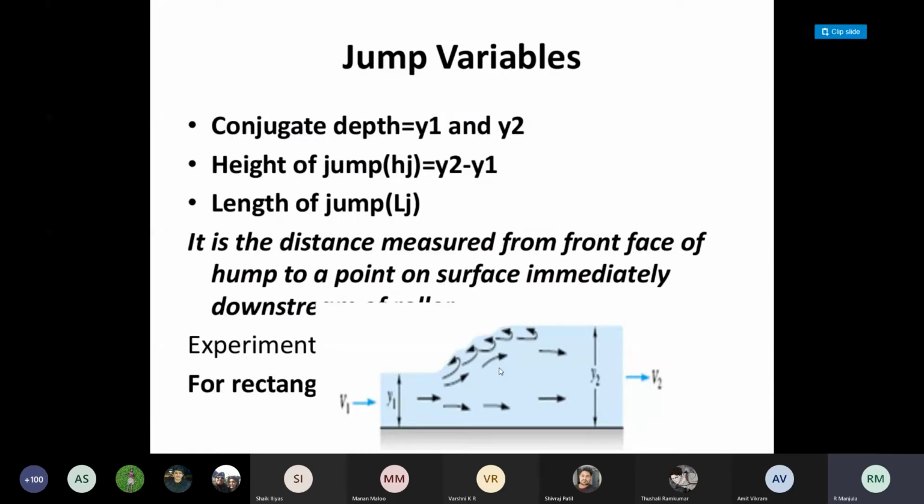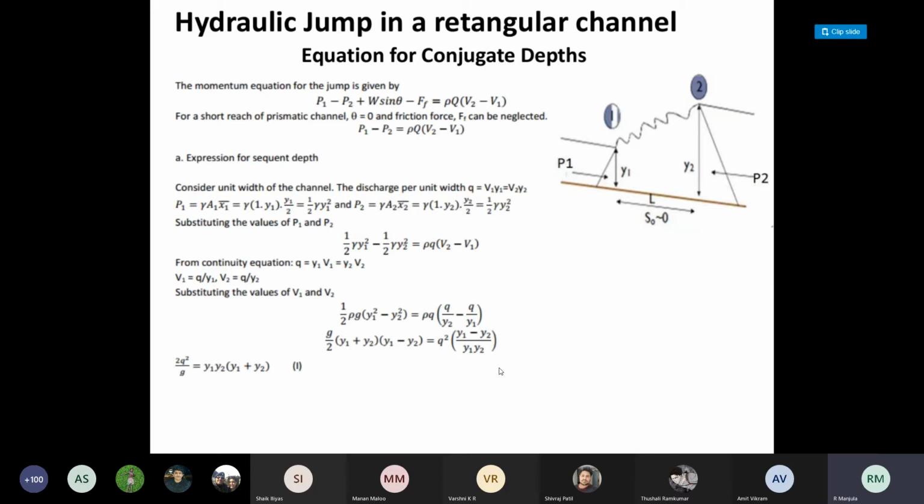Hydraulic jump: conjugate depths y1 and y2, height of the jump hj, and length of the jump. So y1 and y2 are what we have discussed now. How to estimate this? y1 and y2, alternate depths or conjugate depths. We have been discussing alternate depth or conjugate depth.